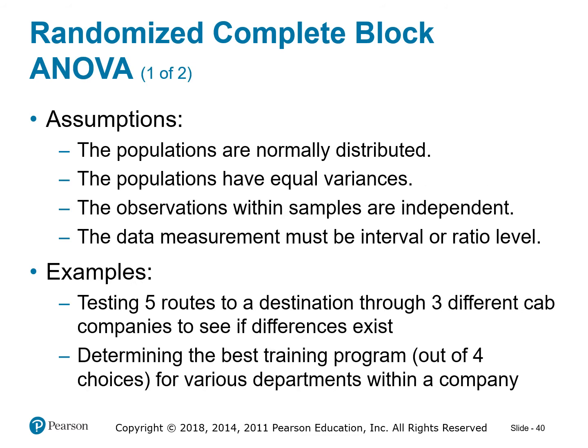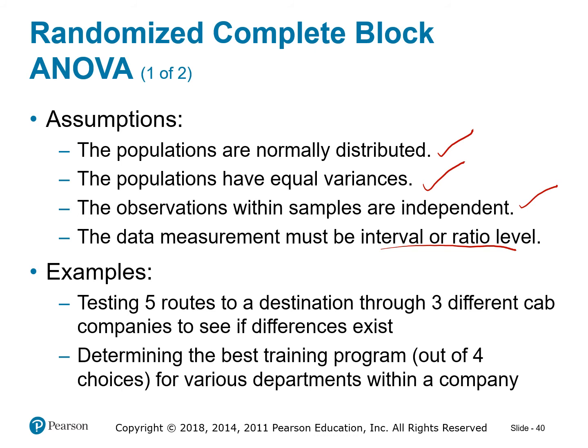Blocks have almost the exact same assumptions and conditions as doing a one-factor ANOVA. Notice I still want to be normally distributed, and I want to have equal variances, and everything needs to be independent, and I need to have interval and ratio. Woohoo! It's the same test. It's not shocking. These are all the same. The difference is how you get your data is different.